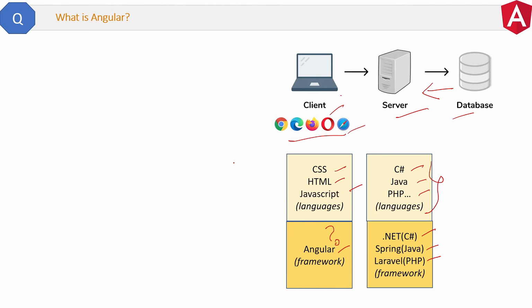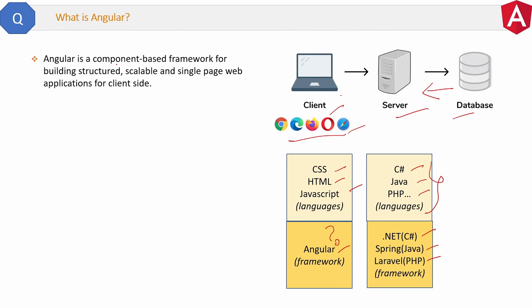Now here is the conclusion and definition of Angular. Angular is a component-based framework for building structured, scalable and single-page web applications for the client side. We will discuss questions on components in upcoming questions. I already explained the importance of structured applications. Now every application should be scalable. That means it should be open and flexible for any enhancements or upgrades in the near future. That is scalable.